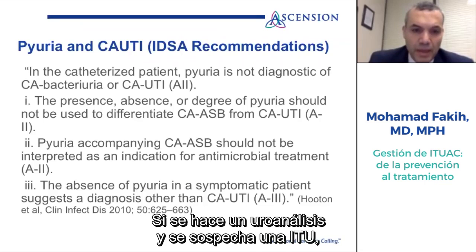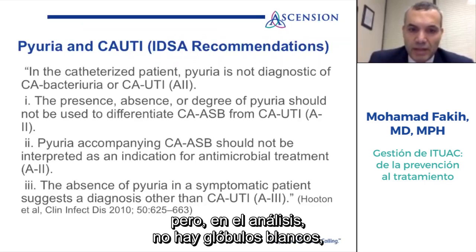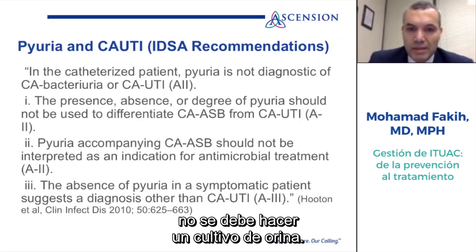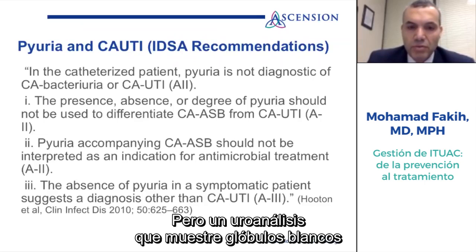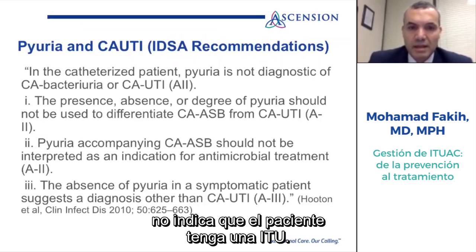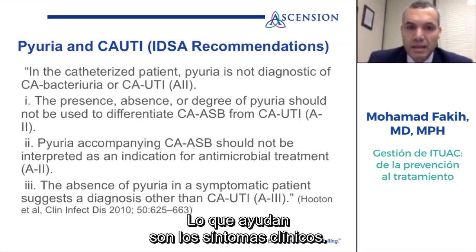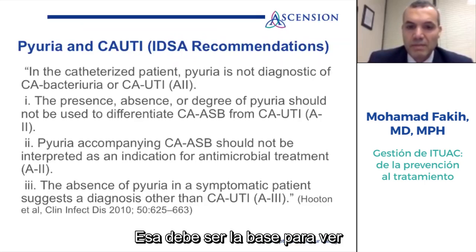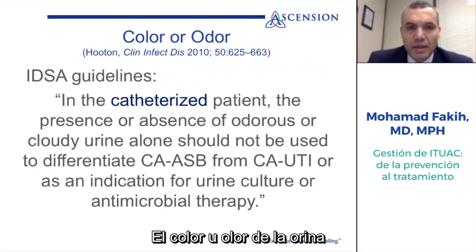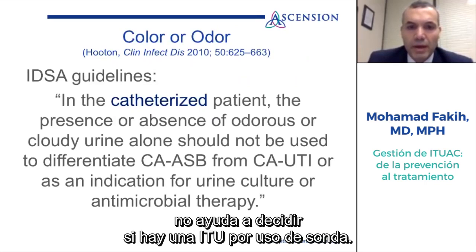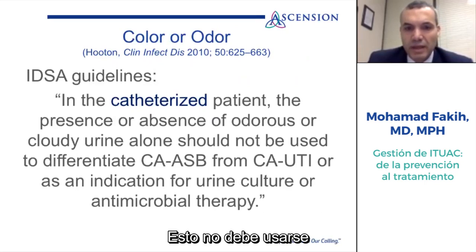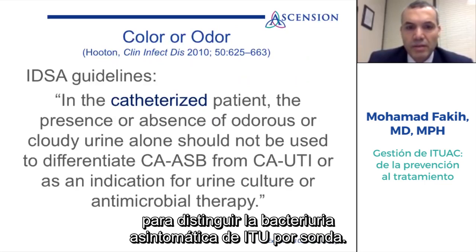So this is very important. If you do a urine analysis and you're suspecting urinary tract infection and the urine analysis does not show any white cells, you don't have to do urine culture. But if you do a urine analysis and it shows white cells, it does not mean that the patient has UTI. It's not going to help you much. And what will help you is the clinical symptoms. And this should be the basis on how you will figure out if that patient has a UTI or not. The urine color or odor of the urine does not help identify if the patient has a catheter-associated UTI or not. So these should not be used to differentiate between asymptomatic bacteriuria and catheter-associated UTI.